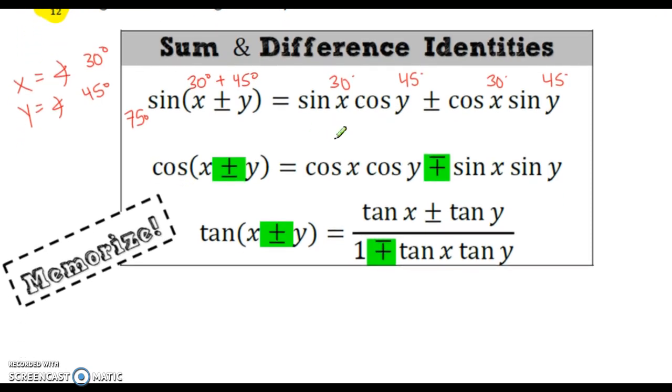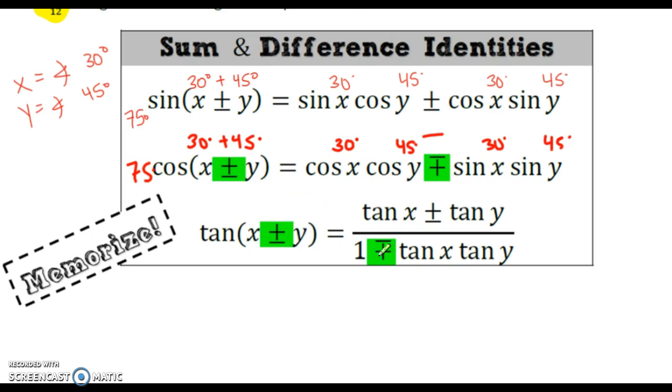Now, cosine is where things get a little tricky, and it's green so that you notice that it's the opposite. So if I'm adding, so we'll keep this as 30 plus 45. When I use my identity, it needs to be subtract. So this would be cosine of 30, cosine of 45, subtract sine of 30, sine of 45. So when we're adding, so this would be something like cosine of 75 degrees, we use subtraction in the actual identity to simplify it.